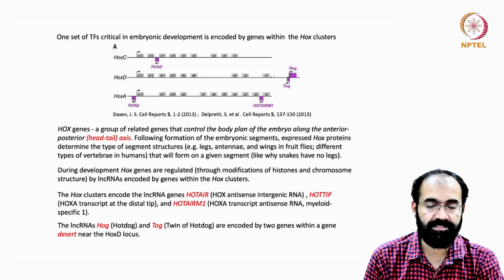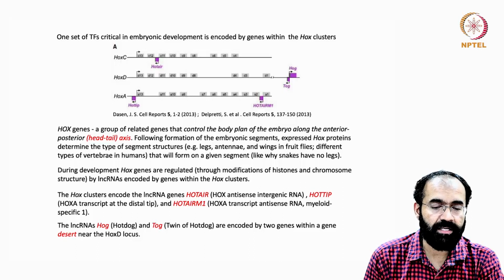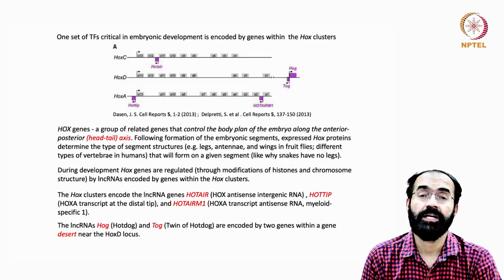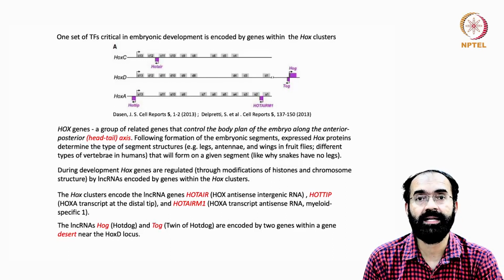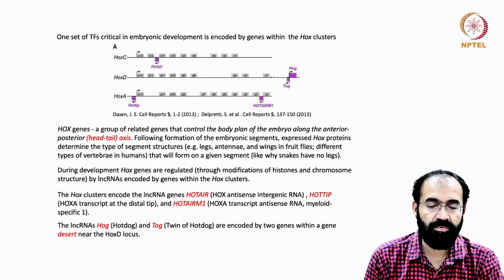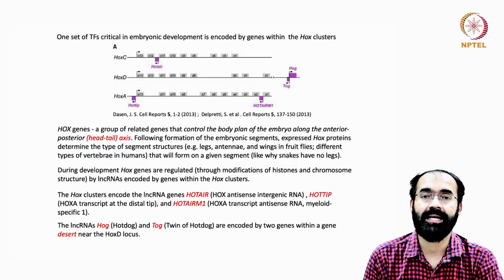This particular image is taken from an article published in Cell Reports a few years ago. You can see quite a lot of this pink color naming: HOTAIR, HOTTIP, HOTAIRM1, like that. These are all non-coding RNAs that are capable of regulating the genes in the Hox gene clusters. So what are Hox genes? Hox genes are a group of related genes that control the body plan of the embryo along the anterior-posterior axis. Anterior-posterior means the head-to-tail axis.